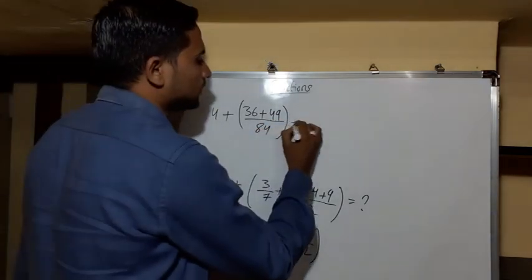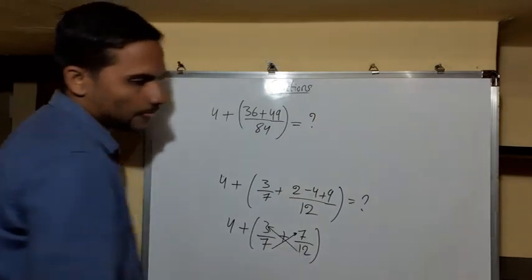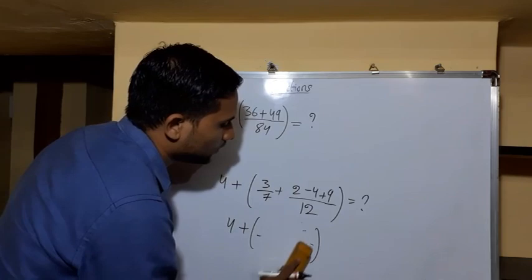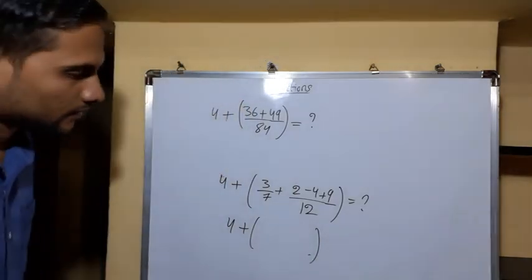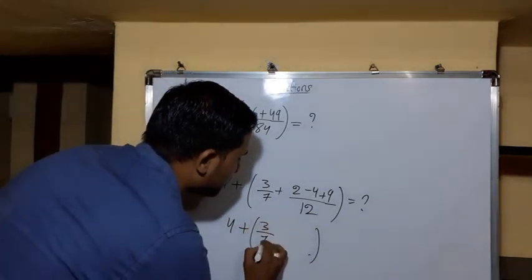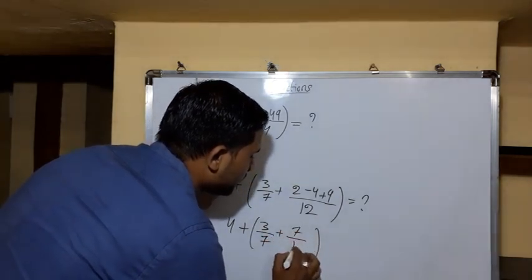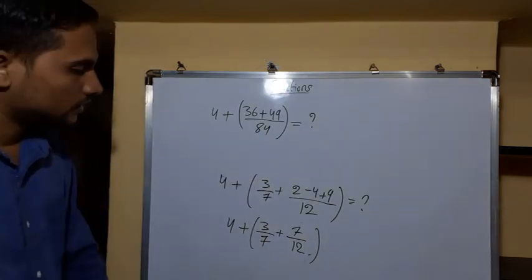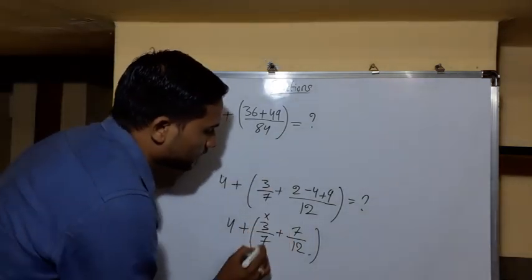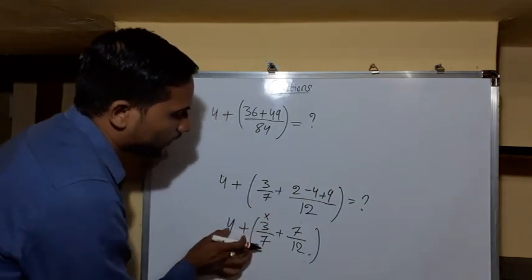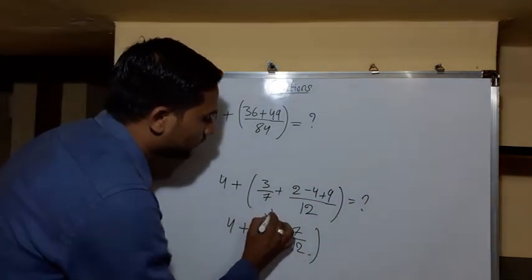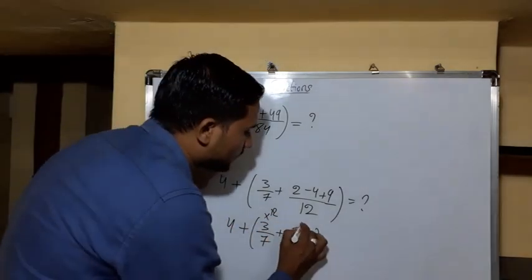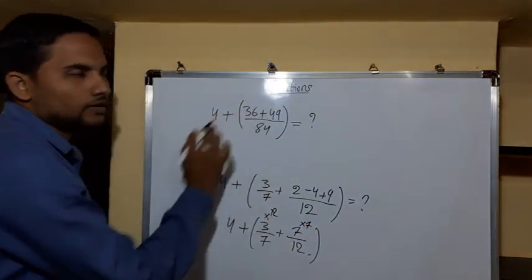How much is it? Understood this step friends? See what I have done? I have just taken the LCM. See here friends, 3 by 7 plus 7 by 12. See, LCM is what? 7 twelves are 84, right? 7 twelves are 84 means what? When we multiply 7 with 12, we will get 84, right? And in the 12 table, when we multiply with 7, we will get 84.